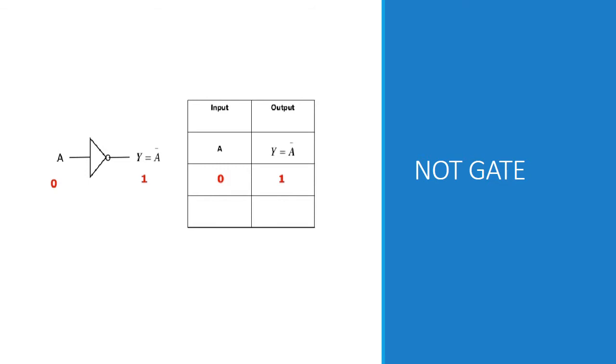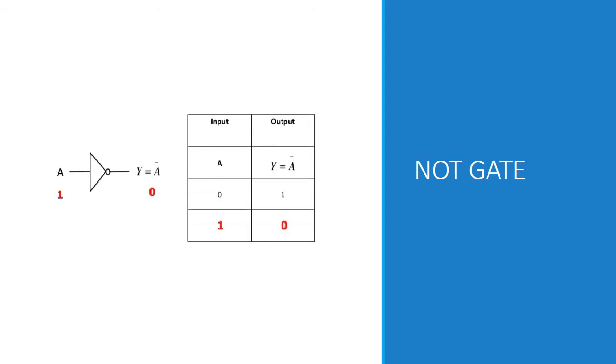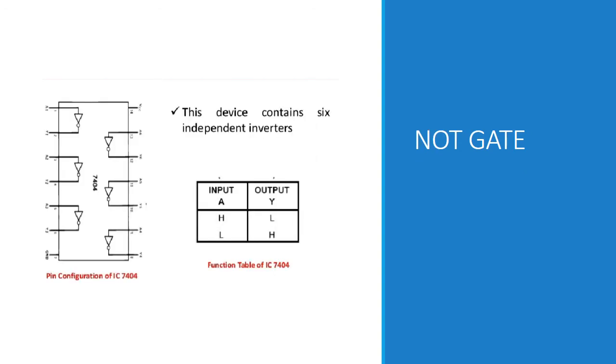Now let's discuss the truth table of the NOT gate. Now we have input at 0, so its output is at 1. Let's consider the second case in which input is at 1, then output will be 0. This is the IC of the NOT gate. Its number is 7404, with the help of which we perform the NOT operation. The device contains 6 independent inverters.